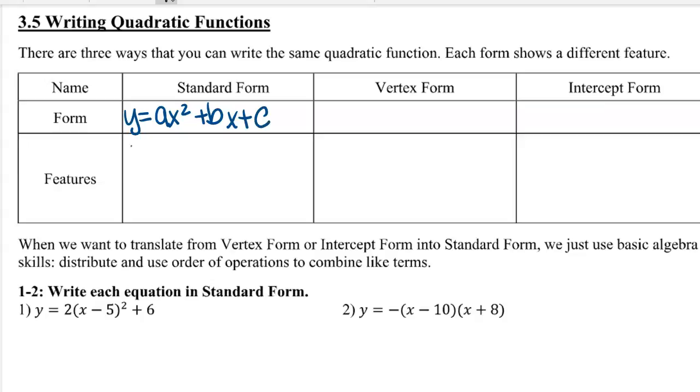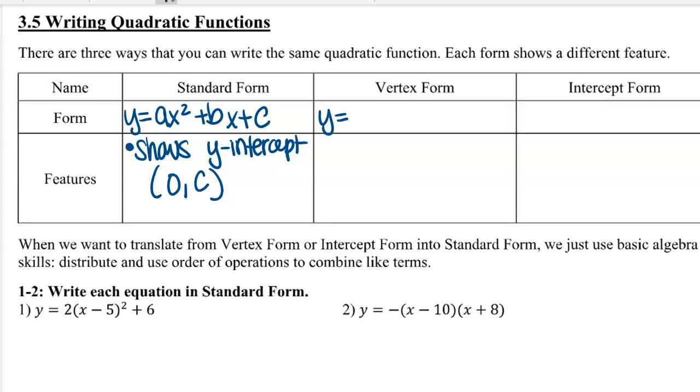And when it's in standard form, it shows us the y-intercept immediately. So y-intercept is when x equals 0. And if x is 0, the ax squared will disappear, the bx will disappear. So you will have the y-intercept at 0, comma, c, whatever c may be.